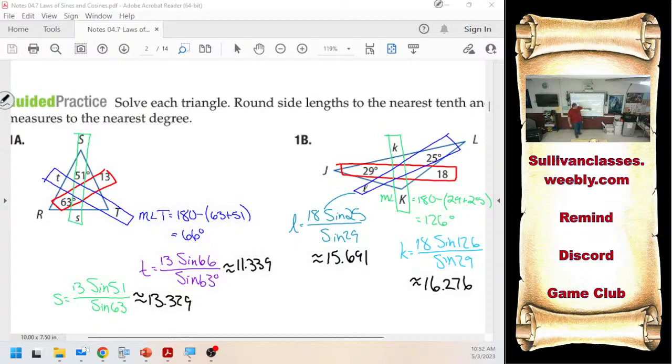All right, well, little l is across from 25. Little k is across from big K. It should be a lot bigger than that, right? In fact, it has to be bigger than 18 because it's the biggest angle. Guys, don't worry, I put in sine 26, not 126. Don't worry, guys. Okay. All right, 30 and change.